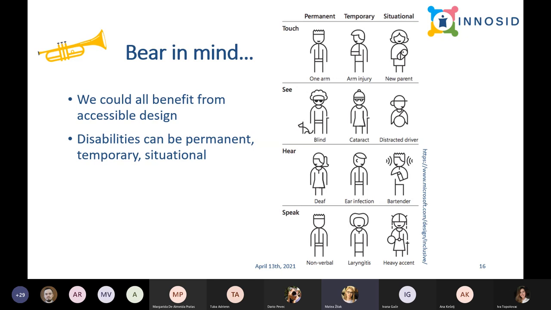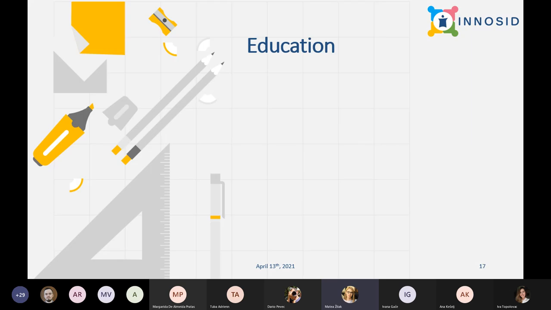For example, if you are outside in an environment where there is bright sunlight, or in an environment where you cannot listen to audio. Also, a disability can be when you have a slow internet connection or have limited or expensive bandwidth. So if all these accessibility guidelines are followed, we can all benefit in some way from them. And with this slide, the accessibility part can be concluded. And we can move towards the next key area, which is education.